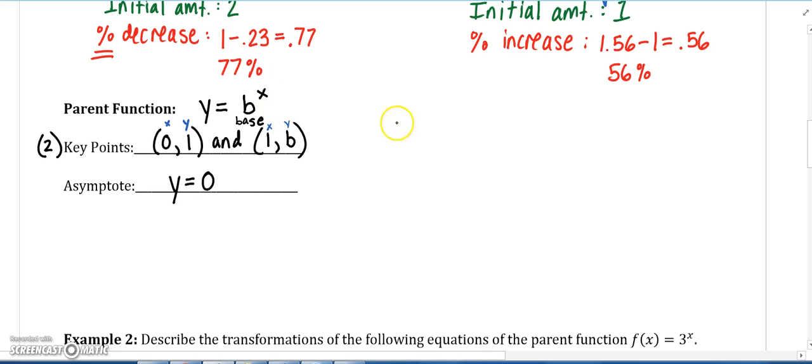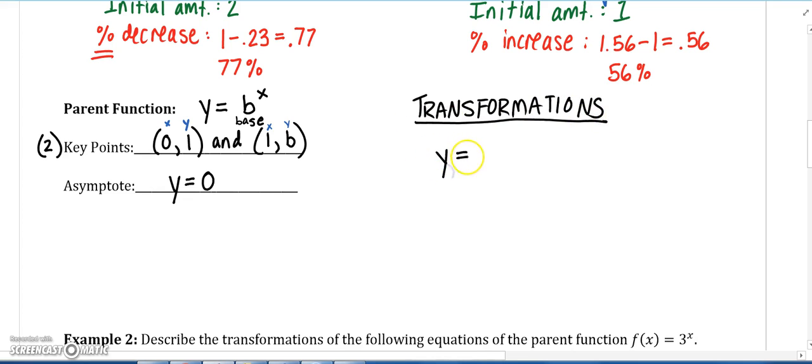This is just the parent function. We can still have transformations on it. So I'm going to make a little side note over here to talk about the transformations that we could see. That would mean, for example, we could have a number in front, that a value that we talked about before. We could have a minus h with x, up in the exponent. And we could have a plus k on the end. So these would be the 3 different transformations that we could have.